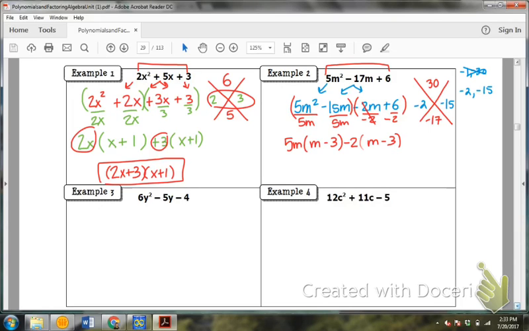So what's going to be my final answer, Aspen? In parentheses, 5m minus 2, m minus 3 in the second parentheses. Perfect. M minus 3. Excellent. Any questions on example 2? No. Okay, why don't you try example 3 on your own?